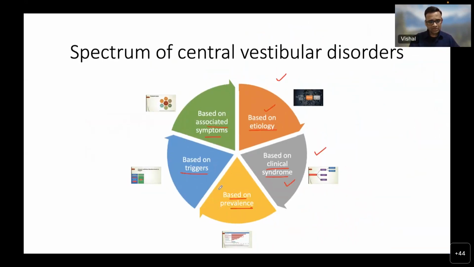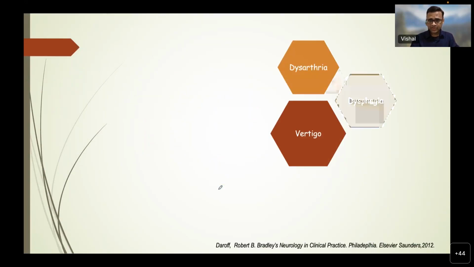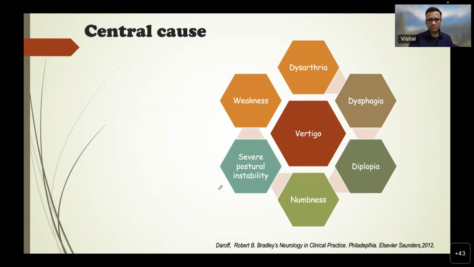So then comes central vestibular disorder based on associated symptoms. Just now I discussed some of the associated symptoms like slurring of speech, dysphagia, double vision, numbness, severe postural instability. If the patient is not able to stand or walk unsupported, then it goes in favor of central. But of course, on the first day of vestibular neuritis, patients can have postural instability. The patient might come in a wheelchair, but it's always a good idea to check for everything. What makes this field so interesting is that there are caveats for everything. There are exceptions, so it is very important to know these exceptions, and accordingly it will help in the clinical diagnosis in that particular situation.